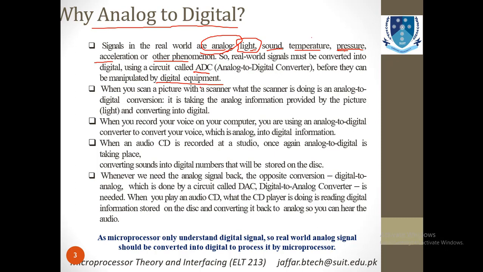There are several examples by which you can understand the phenomenon of this A to D converter. The first one is basically the picture. If you scan a picture, or take a snapshot or any picture, you know that this picture is nothing but a combination of different lights.